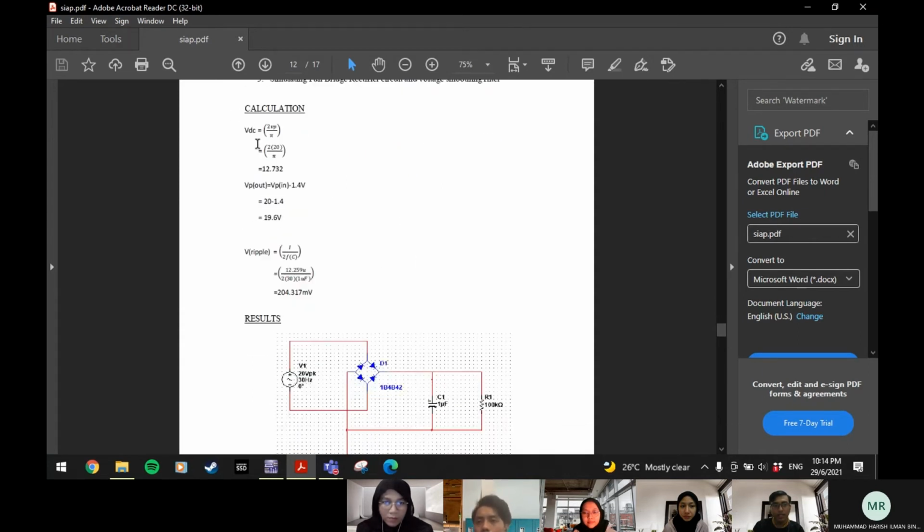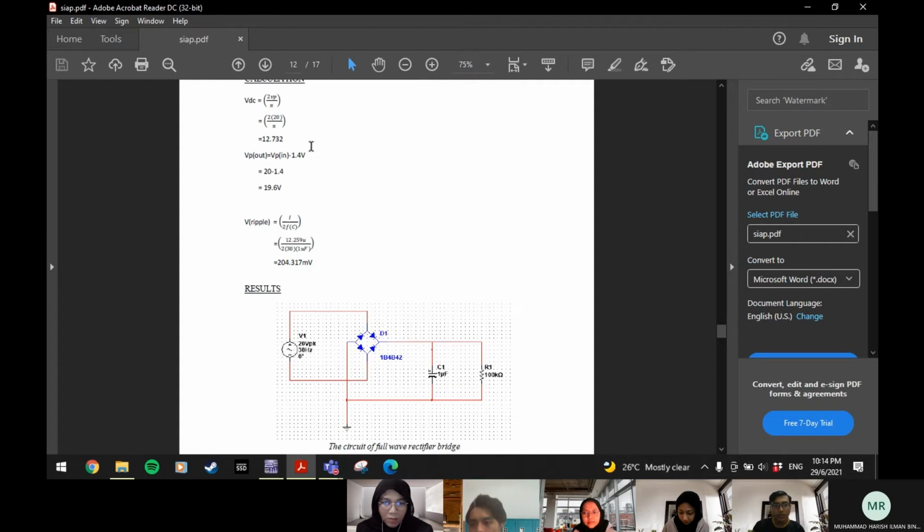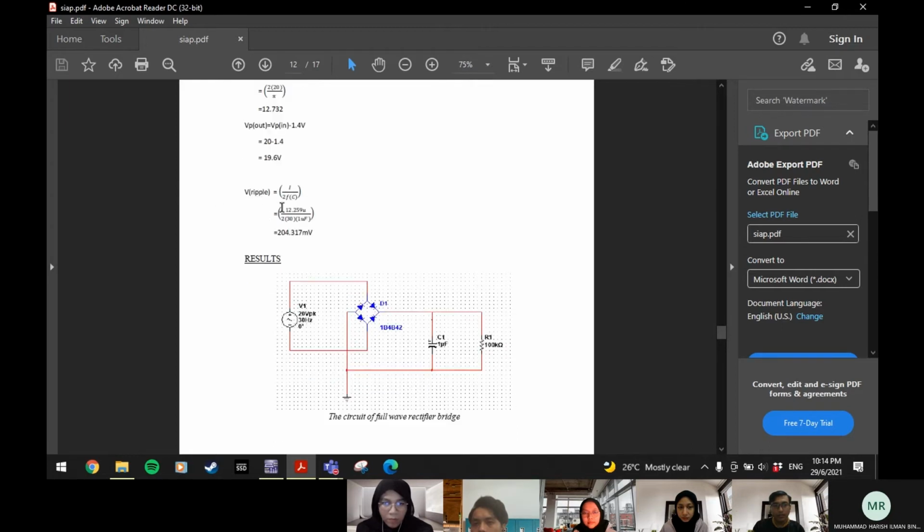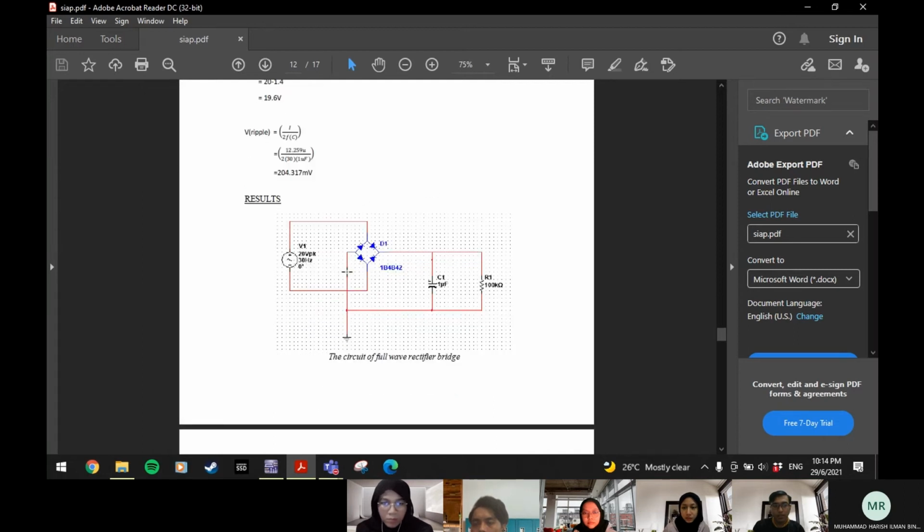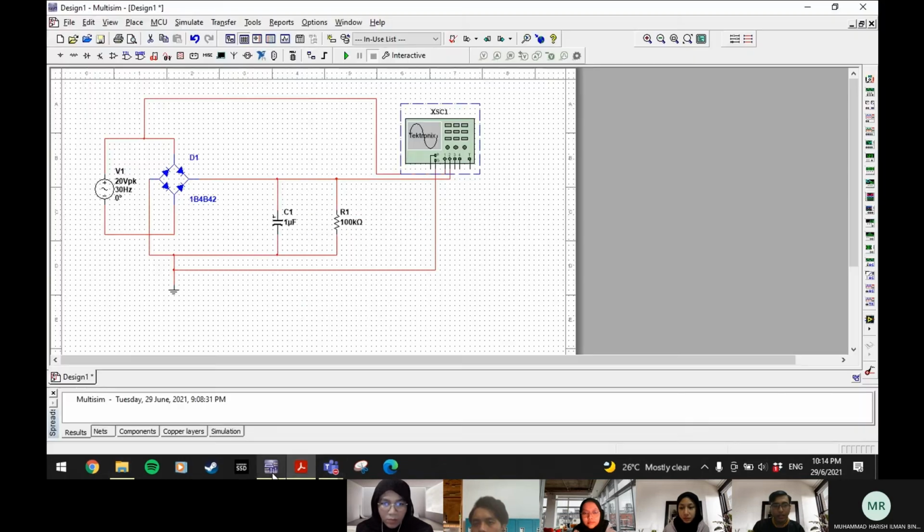First, for the VDC, the formula is 2 V peak divided by pi, so we get 12.732. For VP out, equal to VP in minus 1.4 volt, we get 19.6 volt. And for V ripple, this is the formula, I divided by 2FC, and we get 204.317 millivolt. So this is the circuit. This is in Multisim. So I am simulating the circuit.